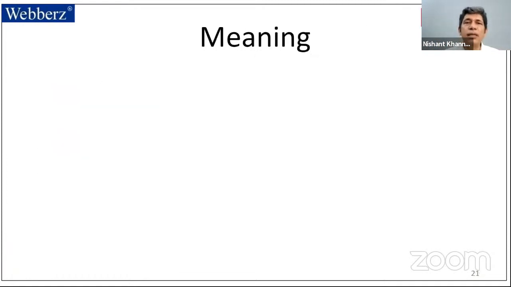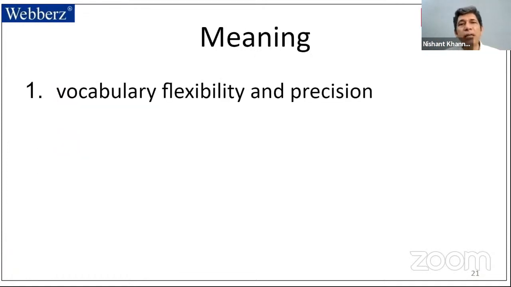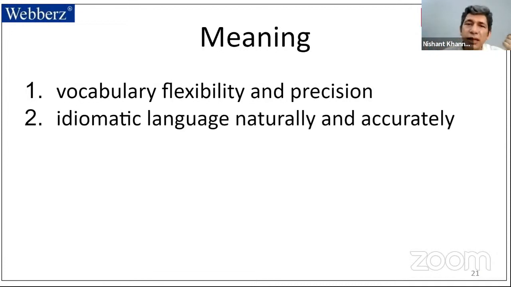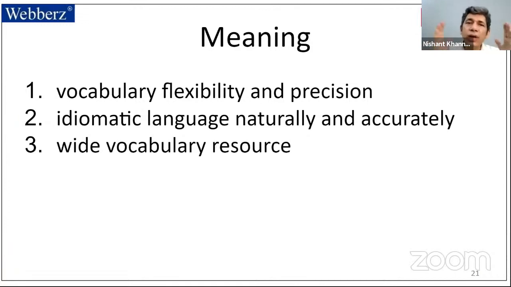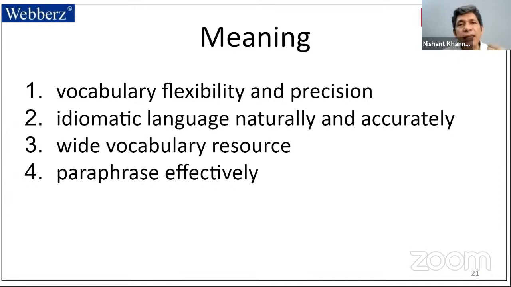Then we talk about the basic marking criteria, and I'm going to explain the lexical resource in very easy, simple language to get 7 and above. You should have flexible vocabulary and use it with precision. You should use idiomatic language naturally and accurately. Your vocabulary range has to be wide. You should paraphrase effectively. This is the criteria for a 7, 8, or 9 band in lexical resource.